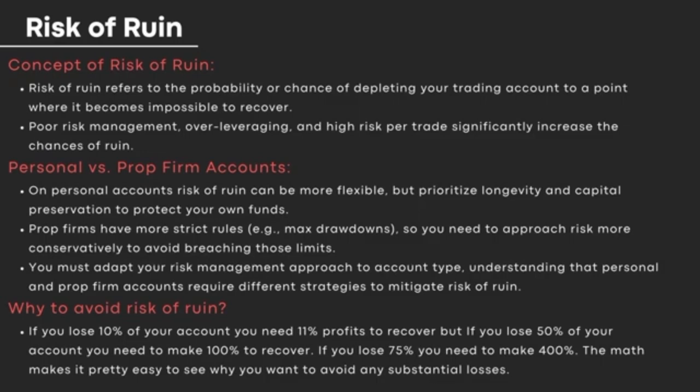Now, let's dive into why you want to avoid the risk of ruin and how the math makes it pretty clear that substantial or exponential losses are something you should be seriously cautious about. First off, when you take a hit in your account, it's not just about making back what you lost in a one on one ratio, right? Instead, it becomes a lot harder, because the bigger the losses, the harder it is to recover. Let me break it down for you. If you lose 10% of your account, you need to make an 11% gain just to get back to where you started, right?